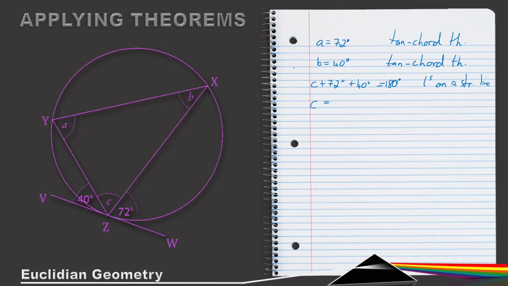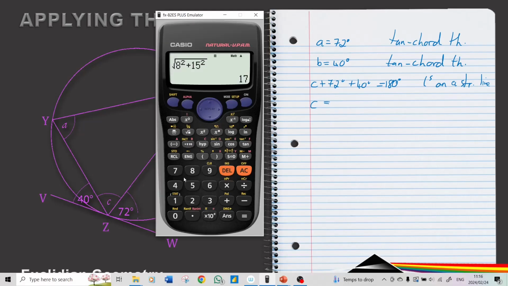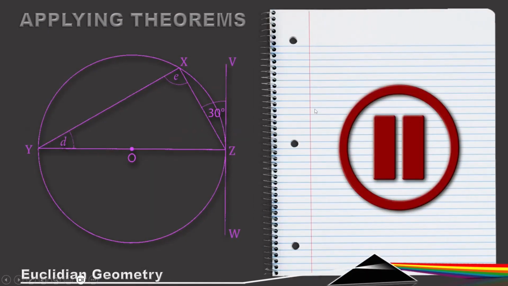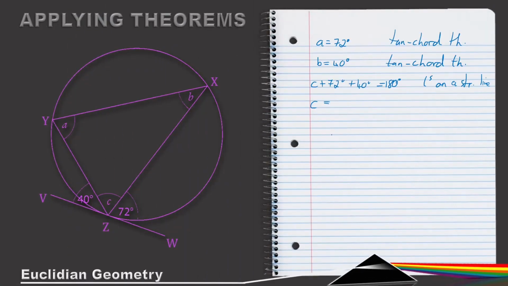So taking the other two and subtracting them, we've got 180 minus 72 minus 40 is equal to 68. We just go back there. So this is 68 degrees.